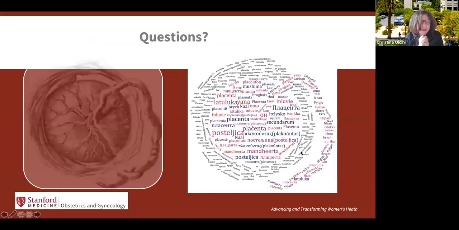And so one of the questions is, if there's IUGR and preeclampsia, does the risk of cardiovascular disease increase?